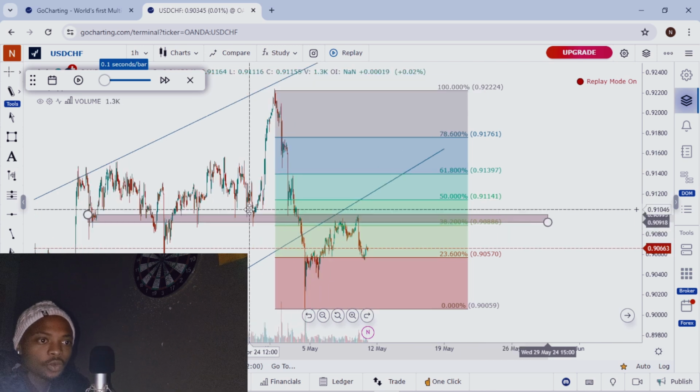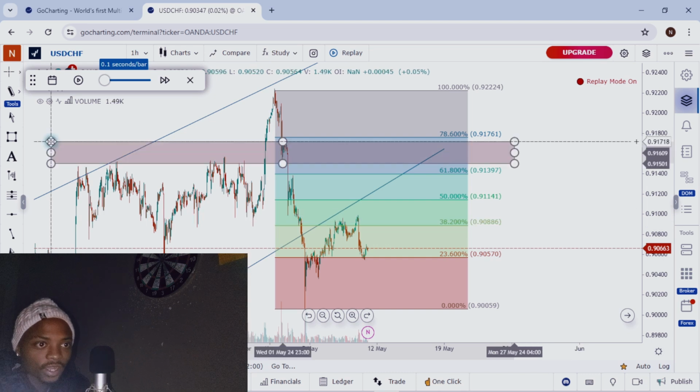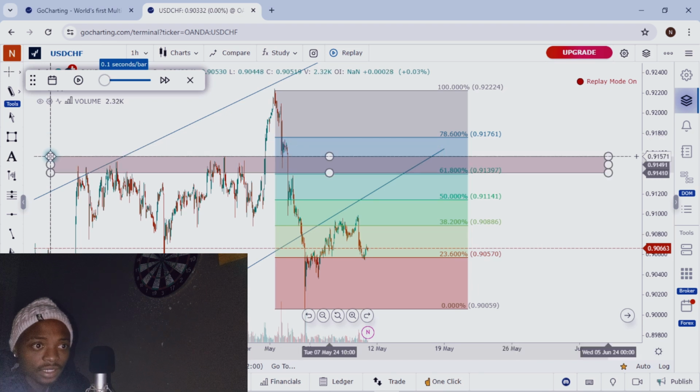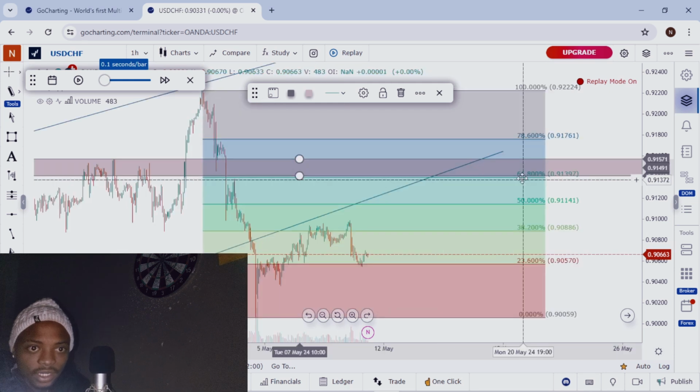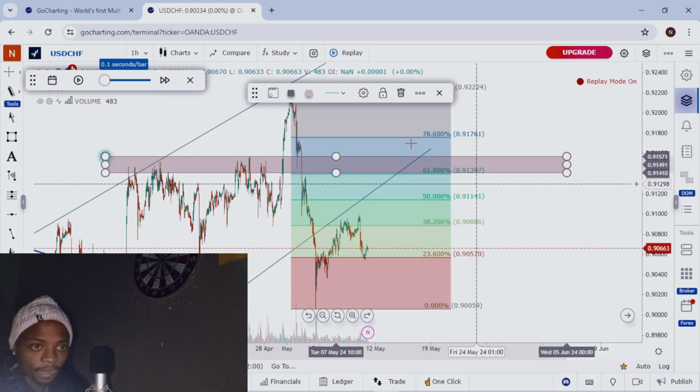You literally want to see price retest where we saw the influence of a lot of sellers, right? Because we're trying to enter a sell trade, right? That's what we're trying to do. So ideally we would see price retest around the 61.8% area, right? Around the 61% area.